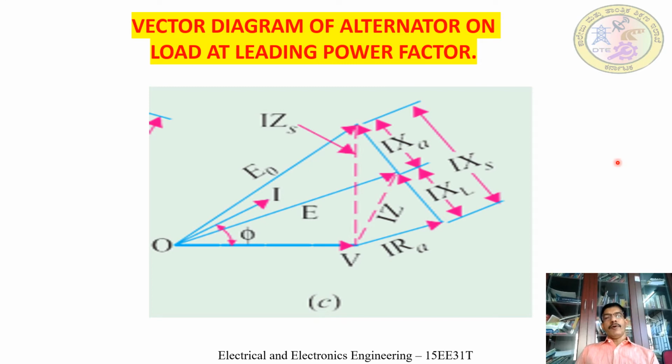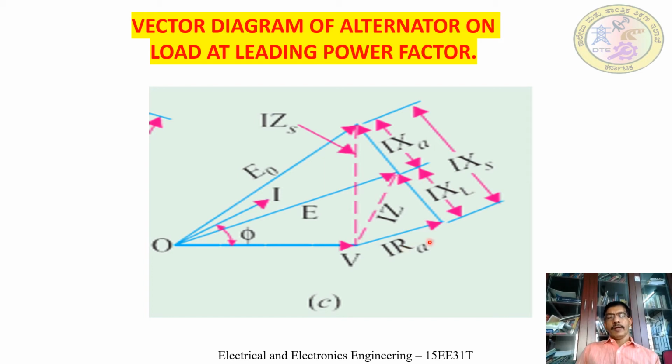Next, vector diagram of alternator on load at leading power factor. Here leading means in case of capacitor load, current I leads the voltage by an angle phi. Next, add IRA drop to V in phase with the current I, parallel to I. Next, IXL leakage reactance drop 90 degrees to IRA, or 90 degrees to the current.